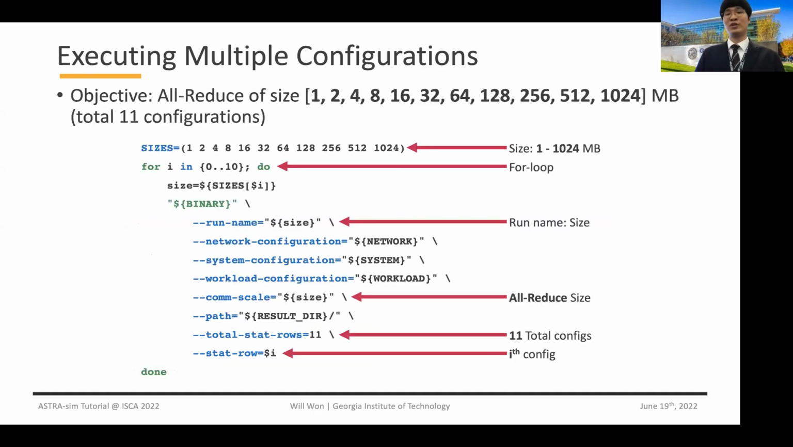So we can go extreme. Let's say we want to test all-reduce size from 1 megabyte up to 1 gigabyte. It has a total of 11 configurations. What we can do is, here I just created a simple for loop in the script. As you can see, for total stat rows, we have 11 total configurations, and for the index, I just give the ID, and I'm changing the communication size as needed.